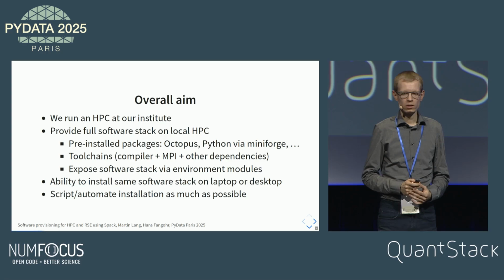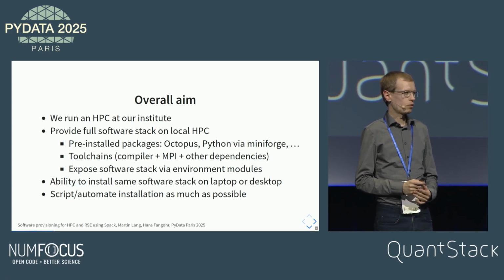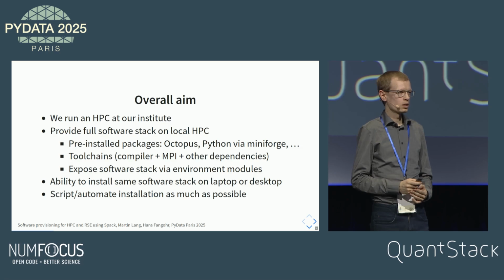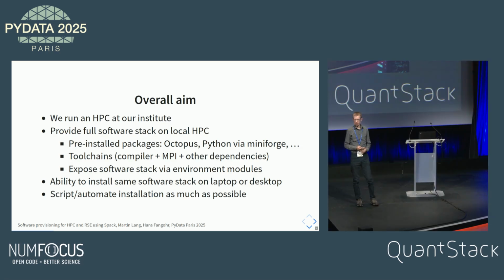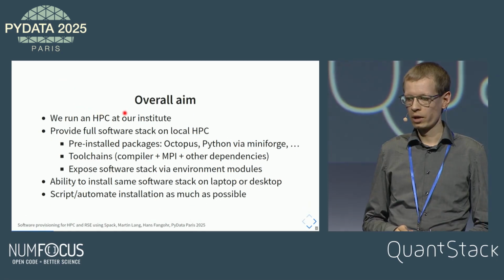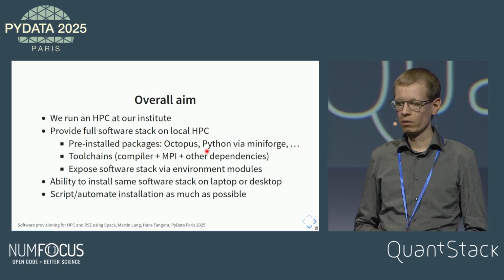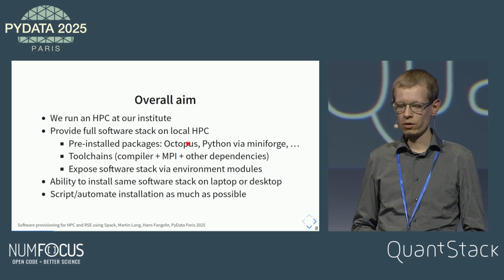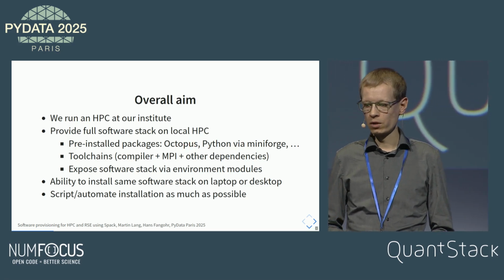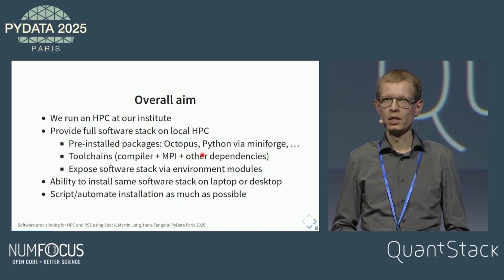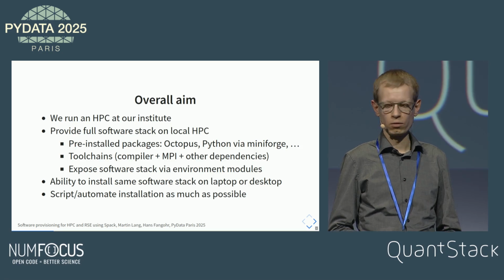So what is our background? We're running the HPC, high-performance computing system at our institute, and one of our tasks is to provide the full software stack on that system, quite similar to the talk that we've just heard. In our case, the software stack consists of two things. First of all, we have some precompiled packages that people can just use. For example, we provide Python or a density functional library called Octopus. And then we want to provide so-called toolchains, combinations of compiler, MPI, and some other dependencies that people can use to build their own software.